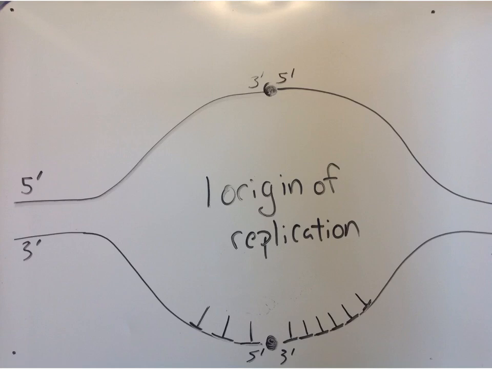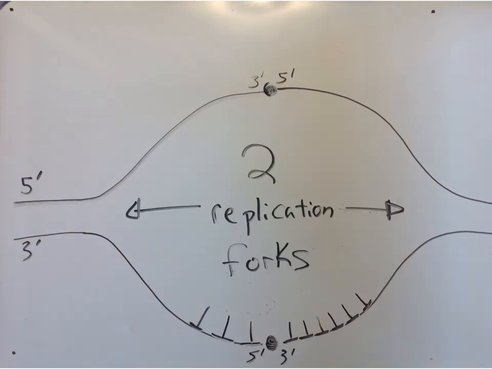The point where the 2 strands get pulled apart is called the origin of replication. On either side of the origin is a replication fork. So for each origin, there are 2 replication forks. We're going to focus on the fork to the left.